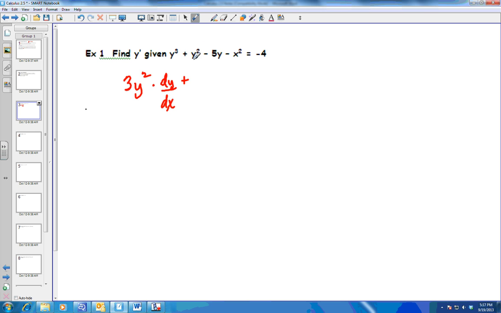Plus, take the derivative of this, 2y. But now I have to write it as the derivative with respect to x. Minus, the derivative of this is 5, but that was in terms of y, so I'm going to write dy dx. The derivative of this, now this is a good one. It's in terms of x already, so that's just minus 2x. Equals, the derivative of negative 4 is 0.